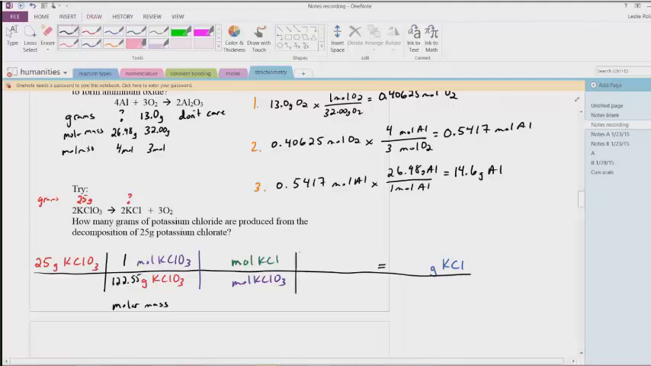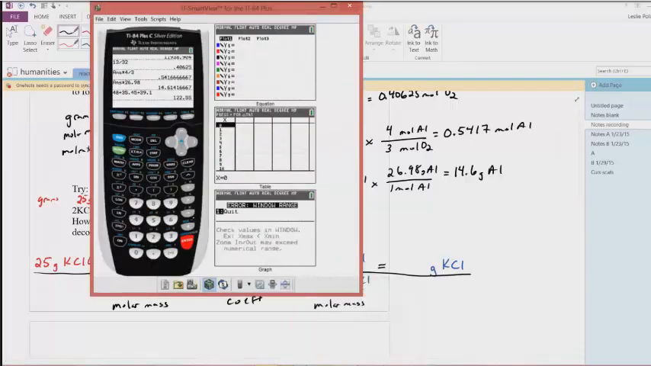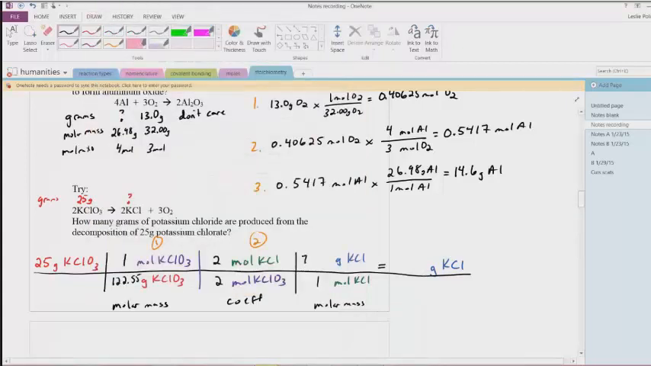So there's step 1. Step 2. We get these numbers from the coefficients. They both happen to be 2. So now we bring moles of KCl to the bottom, grams of KCl to the top. Here again is molar mass, so moles gets 1. And I'm just going to subtract my 48 from my oxygens from that, and 74.55.